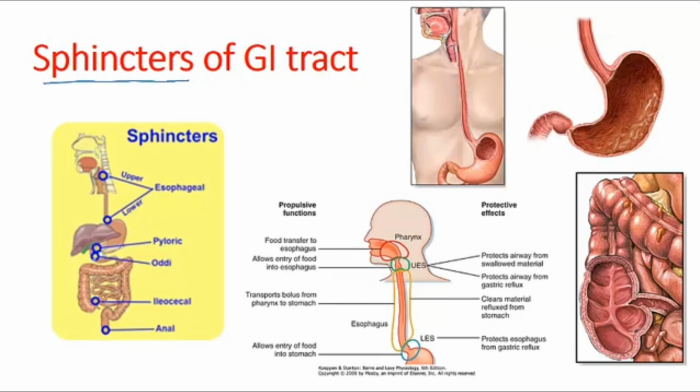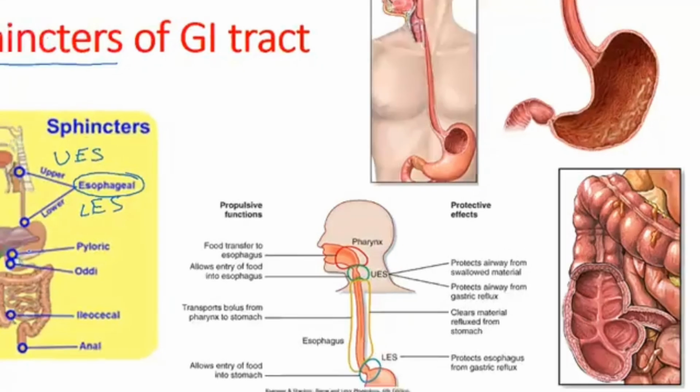As you can see in this left-hand picture, the sphincters are present at different branch points of the digestive tract. Here the sphincters of the digestive tract are divided into mainly 6 different sphincters. One of the sphincters is related to the esophagus, known as the upper esophageal sphincter, UES. And then the lower esophageal sphincter, LES. Both of them are physiological sphincters.